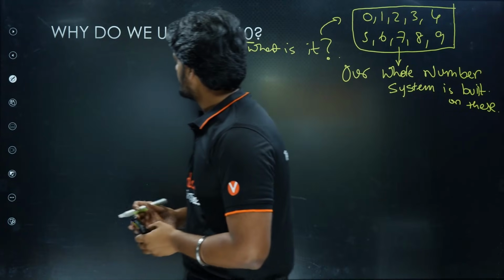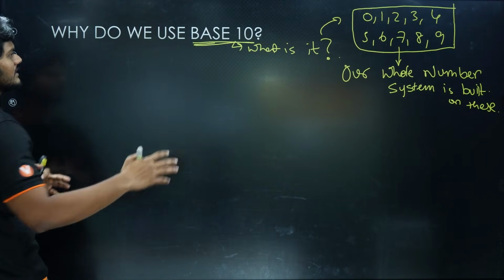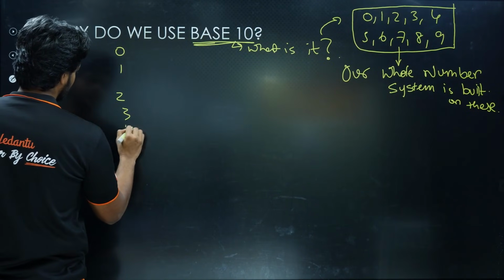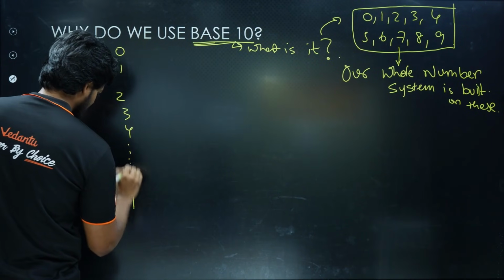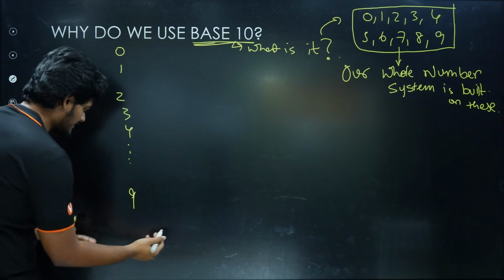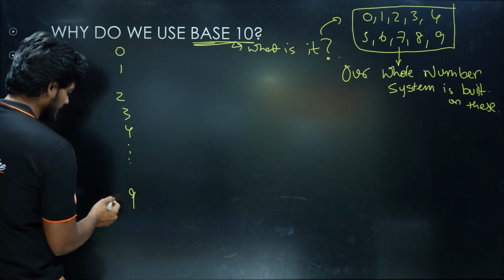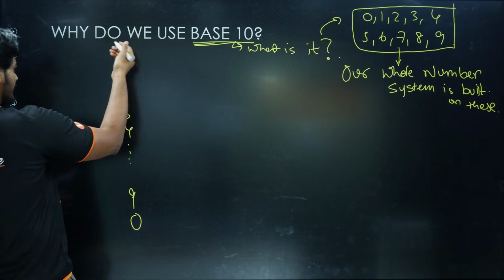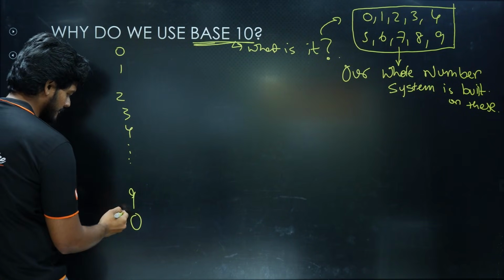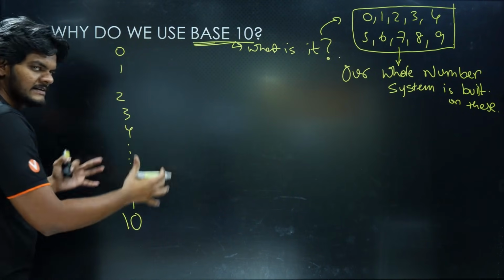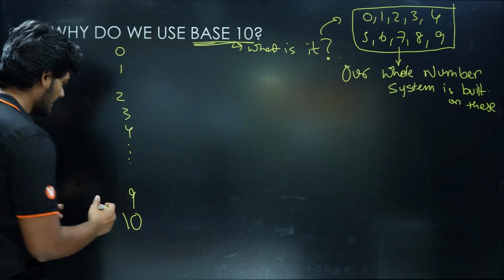So if you look at it, any number I take, how do the numbers progress for us? We start with 0, 1, 2, 3, 4 till 9, and then for the next number, we don't have any other character, so we use the 0 again, but since it has to be more than that, we just put a 1 beside it. This is our system, this is how we have developed it, right?